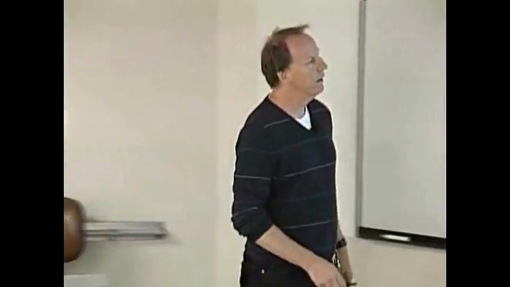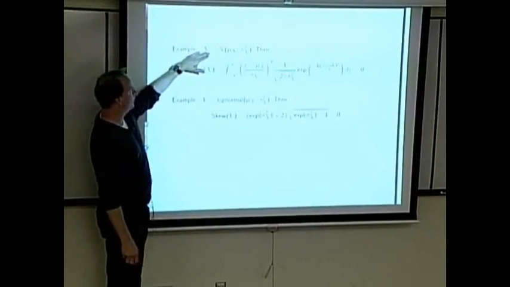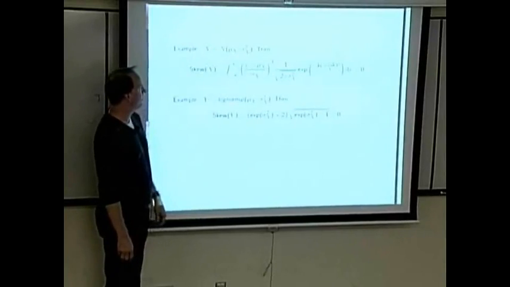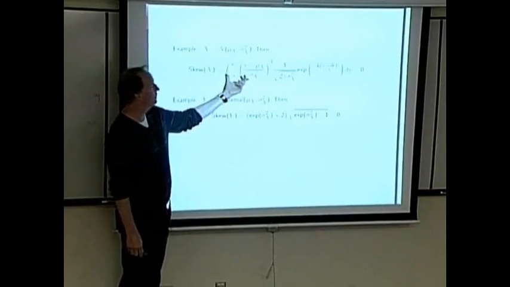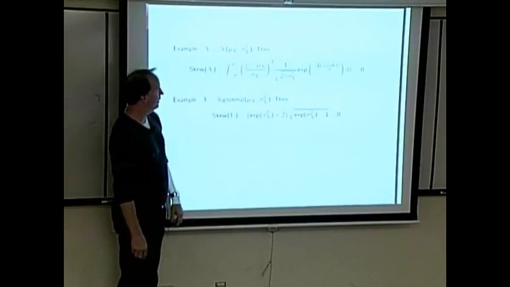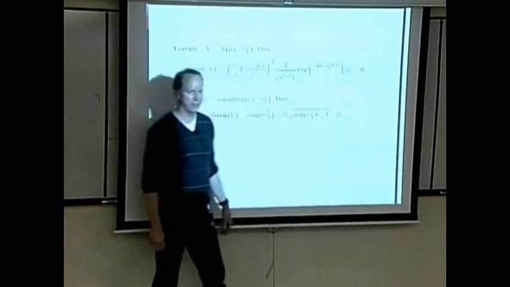Now, for a normal distribution, if x has a normal distribution with mean mu of x and variance sigma x squared, then when you evaluate the skewness, you have to compute this integral. And if you're good with calculus, then you can show that in fact this integral is 0.